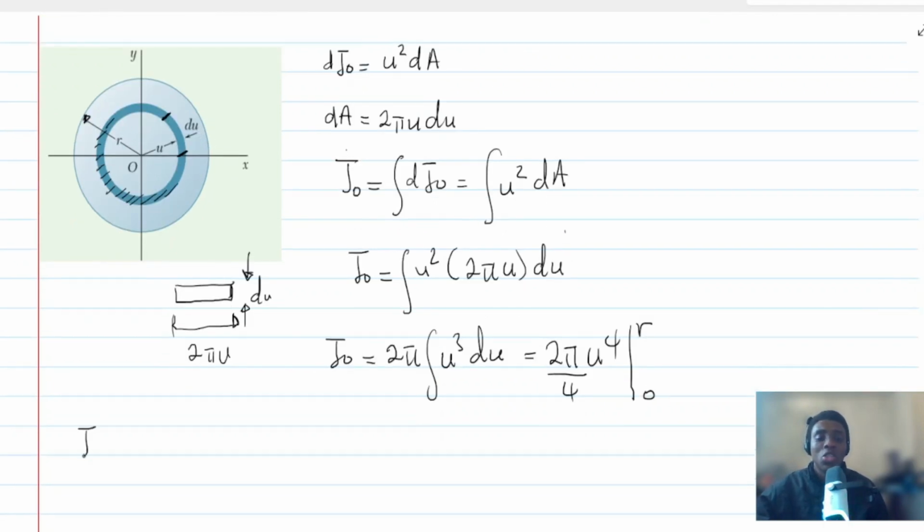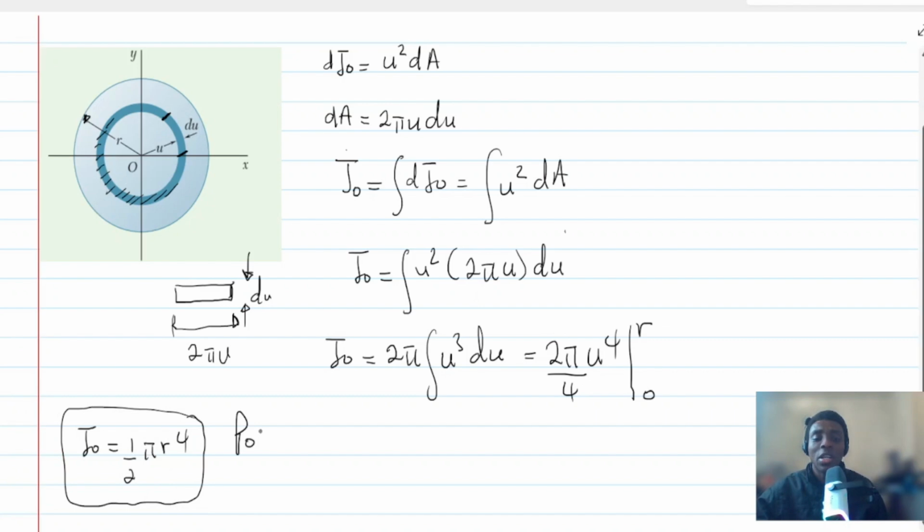So our J naught is nothing but pi over 2 times u to the power 4, which is now r, so it's actually 1/2 pi r to the power 4. In fact, that is the answer for the polar moment of inertia. So whenever you have a circular cross section and you are asked to find the polar moment of inertia, that is the formula.